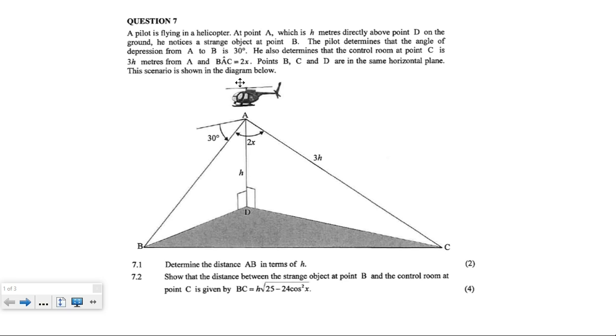Okay, the pilot, the angle of depression from A to B is 30 degrees. He also determines that the control room at point C is 3h meters from A. Make it into a real life scenario. And then they're telling you that angle BAC is 2x, therefore double angle 2x, clearly using the trig of double angles. Points B, C, D are on the same horizontal plane. This scenario shows the diagram below. 2 questions, 6 marks. Let's go through the first question.